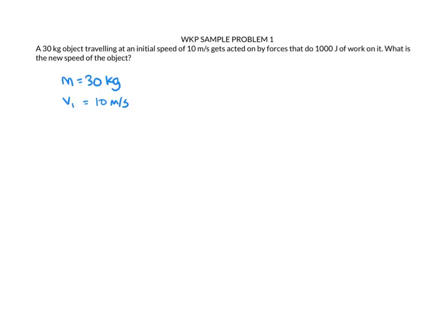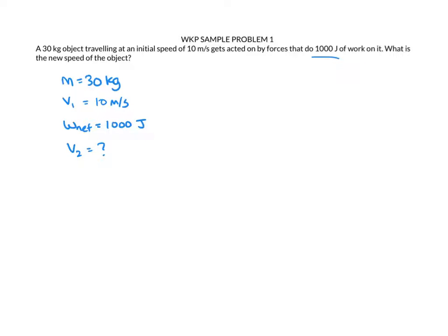So please note that knowing the mass and the starting speed is enough to calculate the starting kinetic energy. The question continues and tells me that the net work done on the object is 1,000 joules. In these problems, it's going to be important that you're careful in knowing whether you have a force or a work. Forces are in newtons. The work done by forces is in joules. In this case, they give us joules, so I know it's an amount of work done. So this says find the new speed of the object. So v2 equals a question mark.